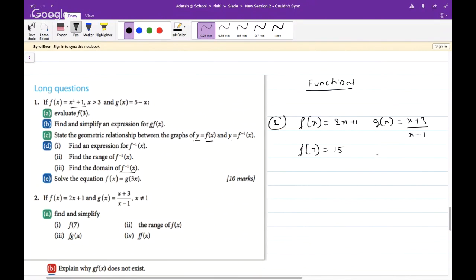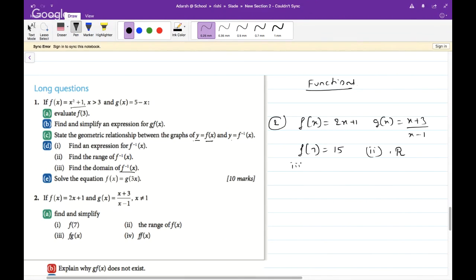Now second part, the range of f of x. So f of x is 2x plus 1. Nothing is told about restrictions, so the range of f of x can be anywhere between minus infinity and plus infinity. So we'll write it as the set of real numbers R. So the range is the set of real numbers R.